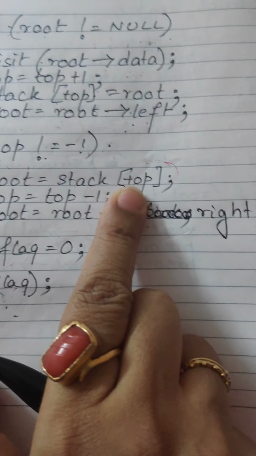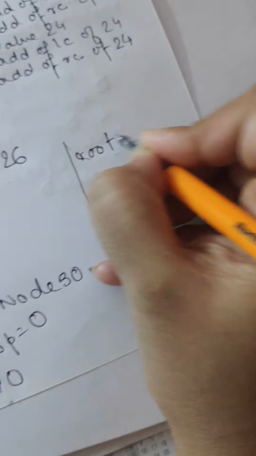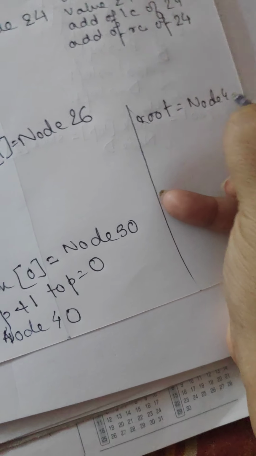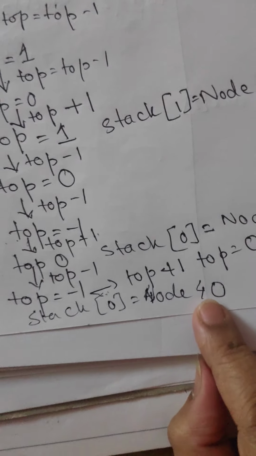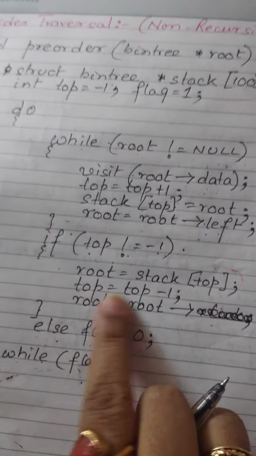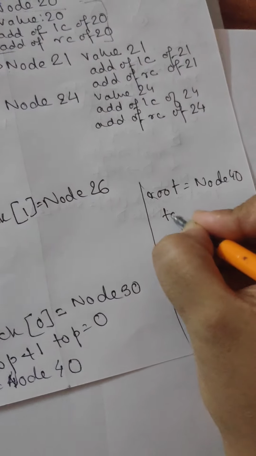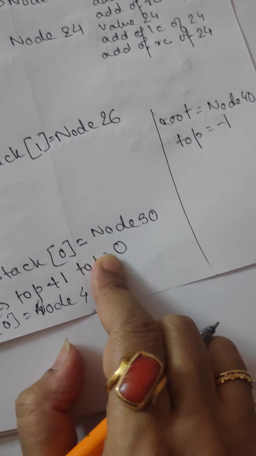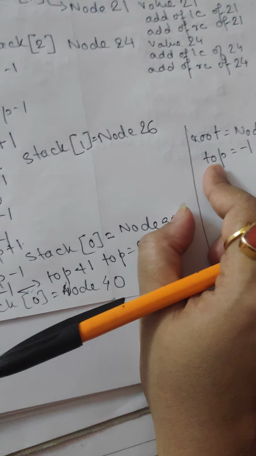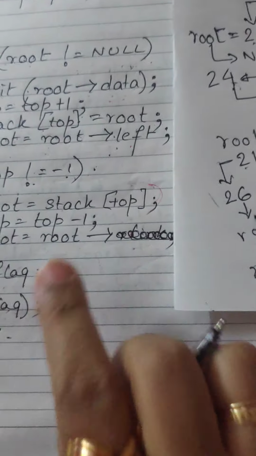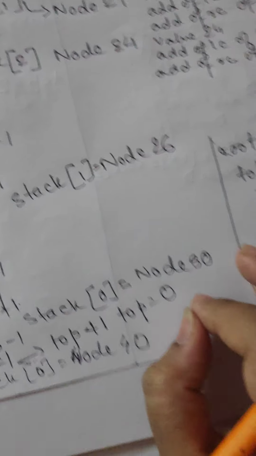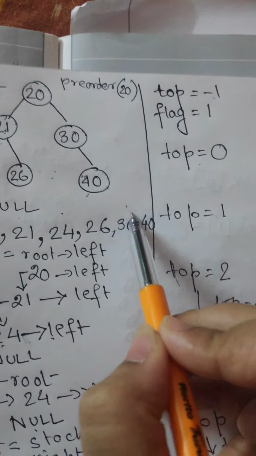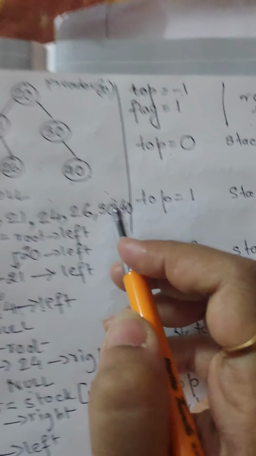So root is equal to stack top. Again your root will become node 40, because at this moment in the stack top you have node 40. Top is equal to top minus 1, so top becomes minus 1 because currently the top value is 0. Root is equal to root right. Now 40's right is again null.